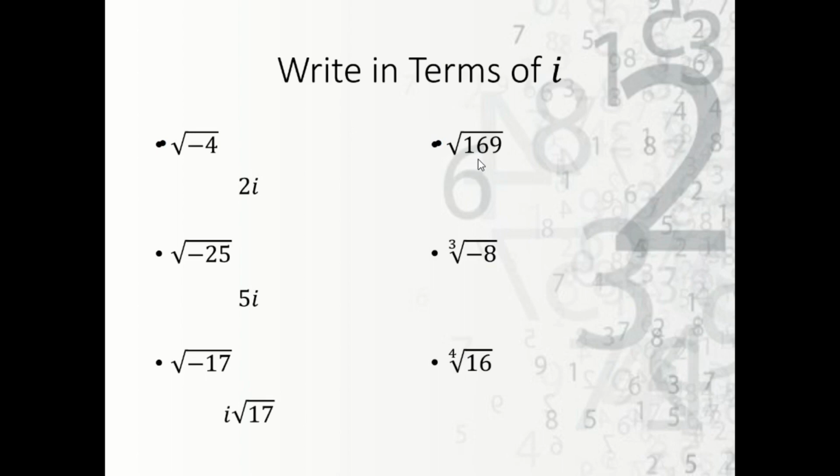Now here we have square root of 169. Well, we know that the square root of 169 is 13, but it should be positive or negative. So this is 13 and -13. Then we have the cube root of -8. Now notice with a cube root, we can have a negative value because we can have -2 times -2 times -2, which stays negative. So here we have -2 as our cube root. The fourth root of 16, we should notice is 2, and it's plus or minus 2. So that means +2 or -2.